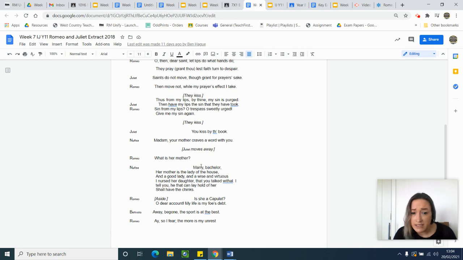Her mother is the lady of the house. She's a good lady and she's wise and she's kind of virtuous, which means good. Innocent and acts like a woman should. I nursed her daughter, who you were talking with, and I can tell you that whoever is going to get hold of her is going to have money, basically.